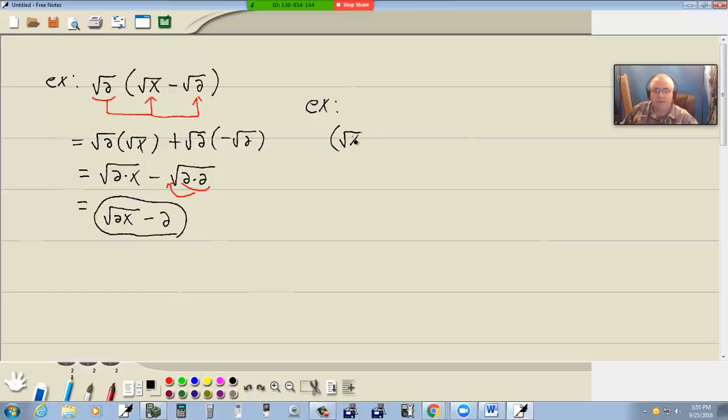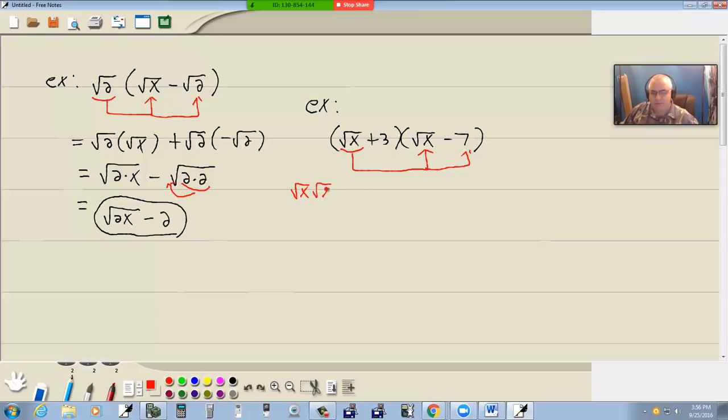Now if I had the square root of x plus 3 times the square root of x minus 7, got radicals involved. It's no different. We got 2 items here and 2 items here. When I say items, I'm talking about separated by pluses and minuses. So we'll take our first item, the square root of x, and multiply times each item in our second set of parentheses.